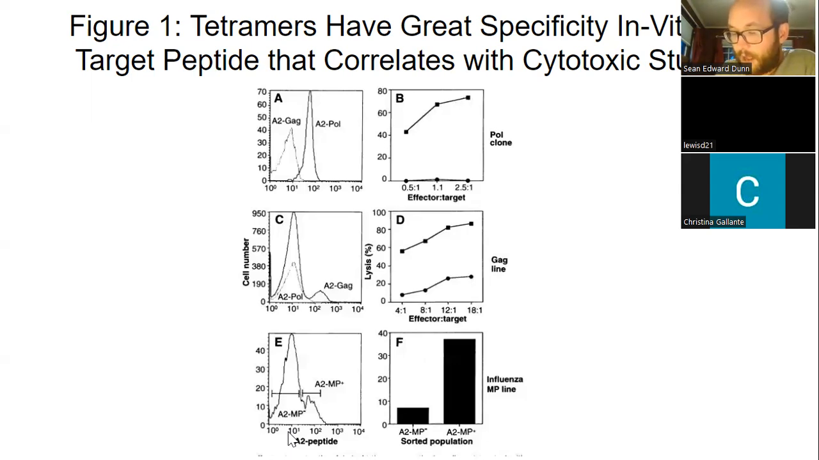The negative and positive populations were sorted separately and were tested for their ability to kill cells pulsed with the MP peptide. Figure 1F shows the MP tetramer positive staining cells were able to kill a substantial number of these MP pulsed cells, but almost no MP pulsed cells were killed by the negative staining MP tetramer T cells, as shown in figure 1F.